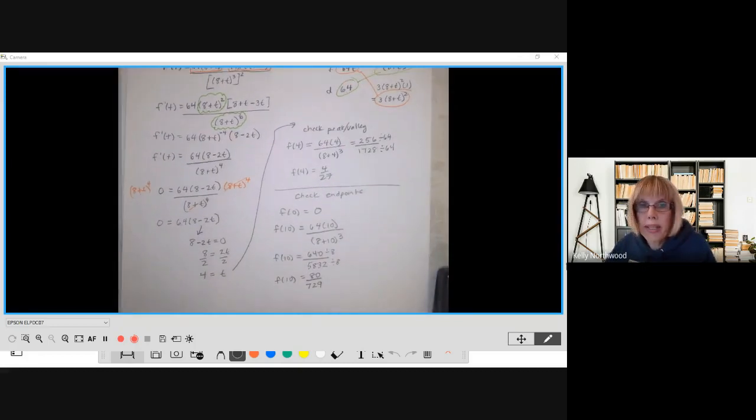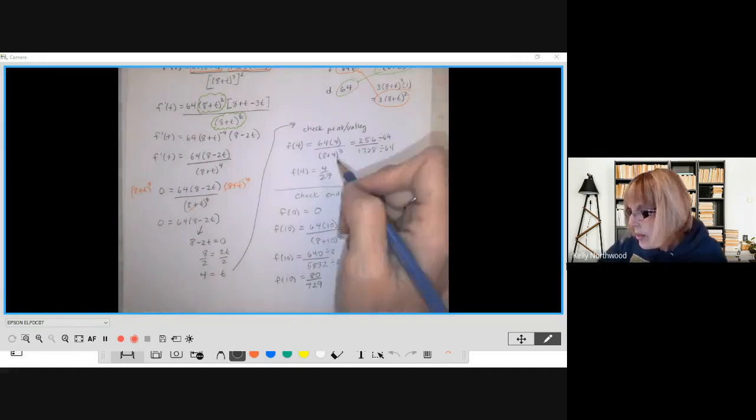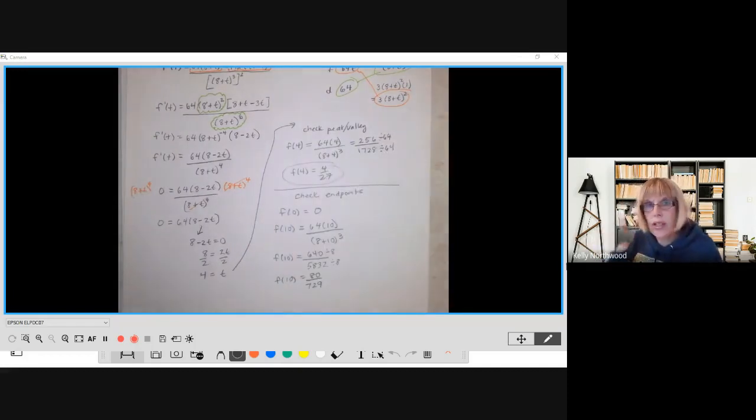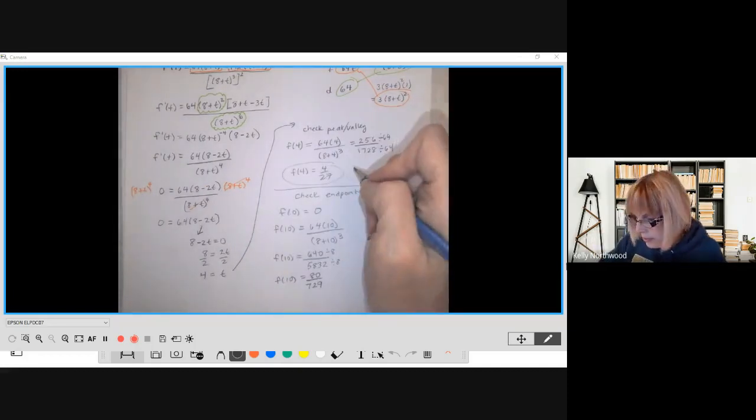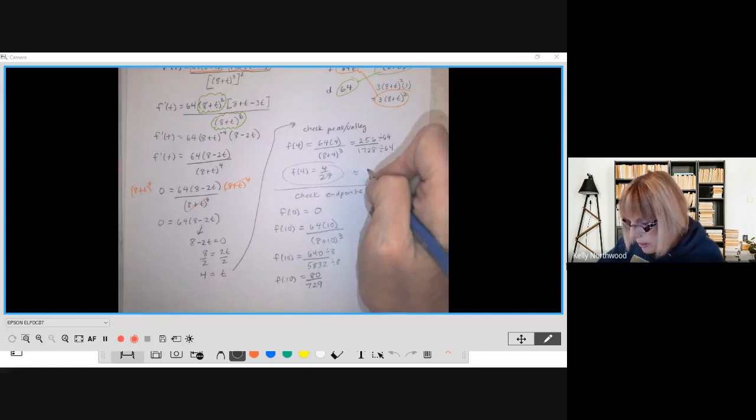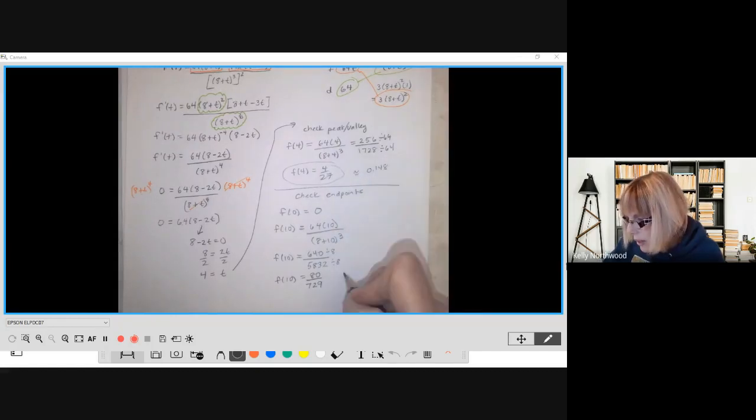And then we have to see which one of these fractions is bigger, so you can just try them out as decimals. 4 over 27 is about 0.148. 80 over 729 is about 0.109. So this is the largest fraction. Okay, so that's approximately 0.148. And this is approximately 0.1097.